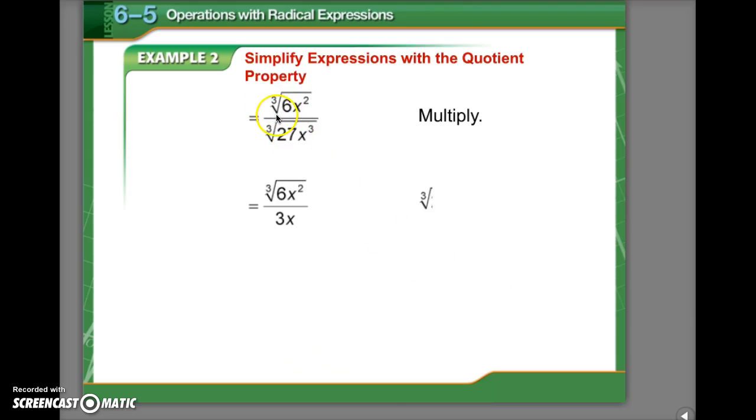So when we do that, the numerator simplifies to cube root of 6x squared. The denominator simplifies to cube root of 27x cubed. The cube root of 27 is 3. The cube root of x cubed is just x. Here's what we have. Pretty sure that's our final answer. Let's go ahead into the next slide and make sure that's the final answer. Yep, there's your final answer, the cube root of 6x squared over 3x.